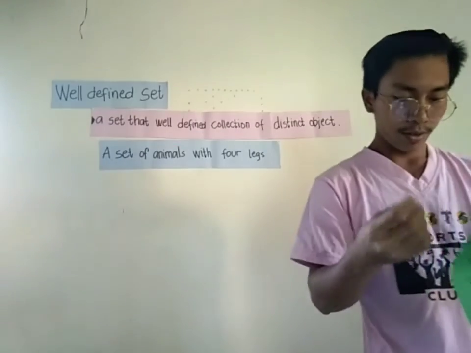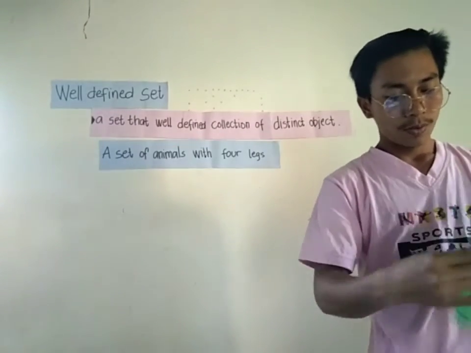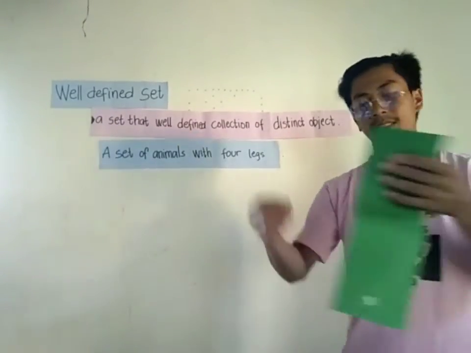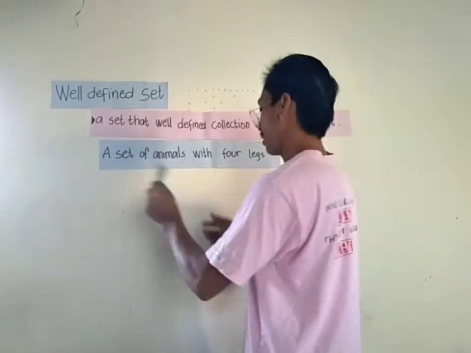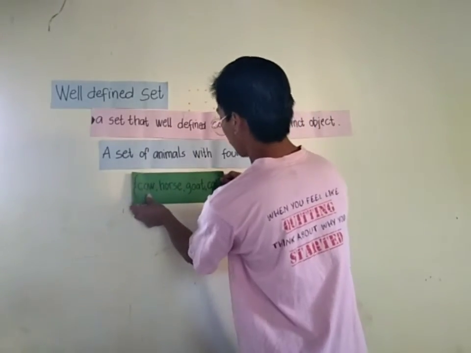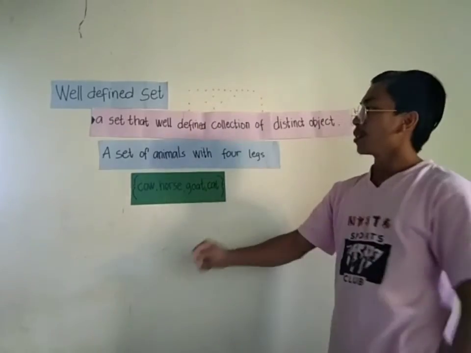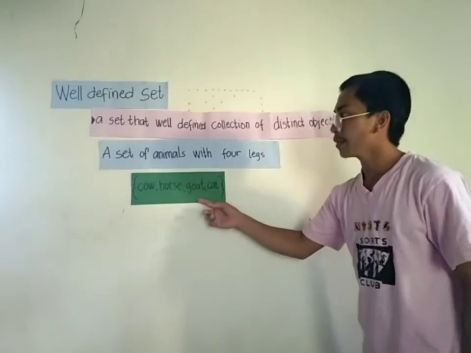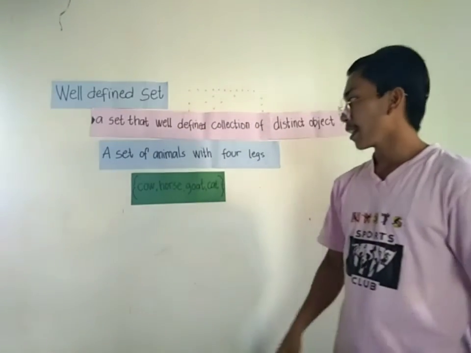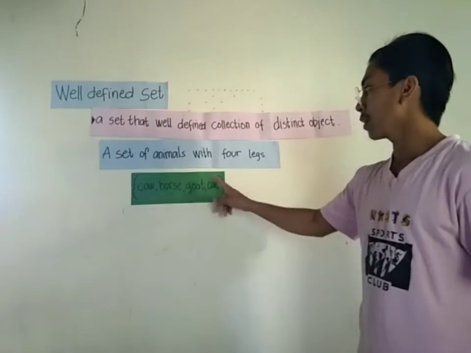So what are these? We have cow, horse, goat, and cat. So this is an example of a well-defined set. Cow, horse, goat, cat. Okay? So next example.